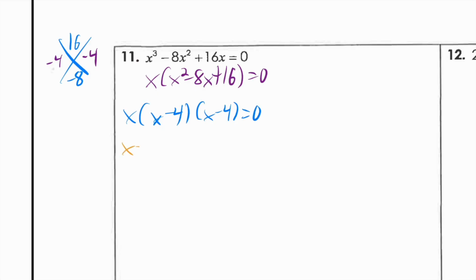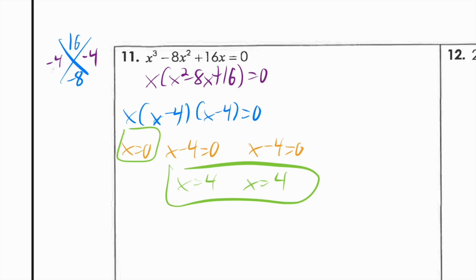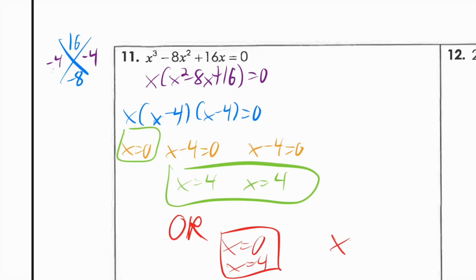So if I set each of these equal to 0, I'll notice that my second and third equations are exactly identical, and so when I solve them, I'll get x equals 4 each time. Which, if you want, you could box all 3 of these, or you could just do x equals 0, x equals 4, or a list, x equals 0, 4. So any of those would be perfectly fine. The green, the first red, or the second red.